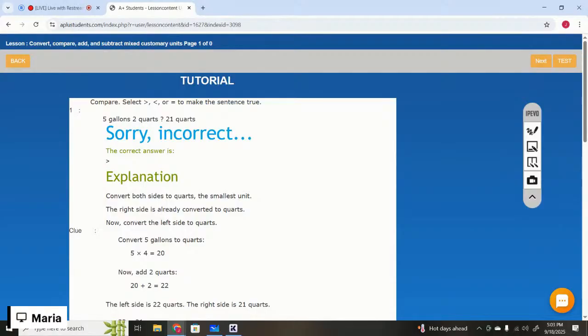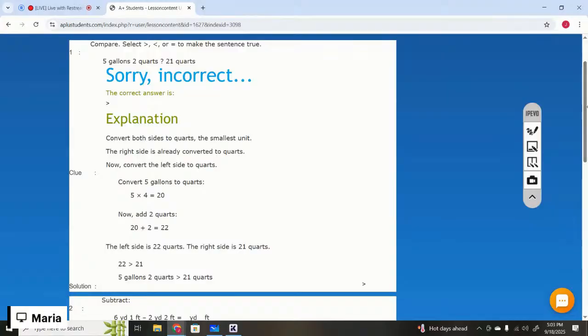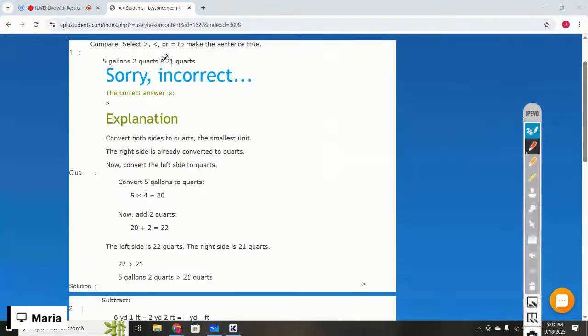Compare, select greater, less, or equal. 5 gallons, 2 quarts. You need to compare it to 21 quarts, right? So whenever we are going to compare some things, they must be in the same units. So this is 21 quarts, right? We can't compare them until they are in the same unit. So we need to convert this into quarts. So we know that 1 gallon equals 4 quarts.